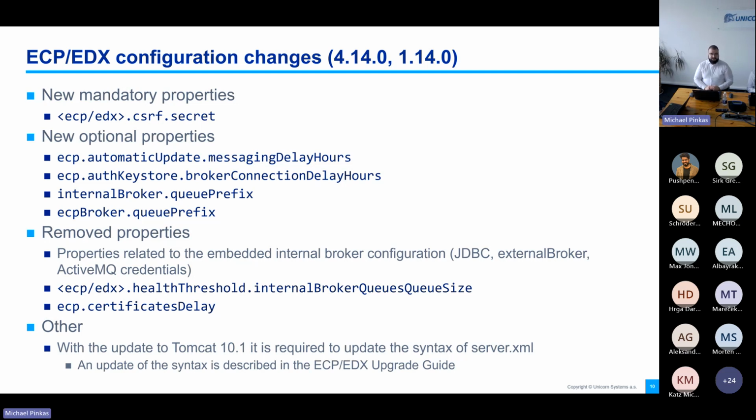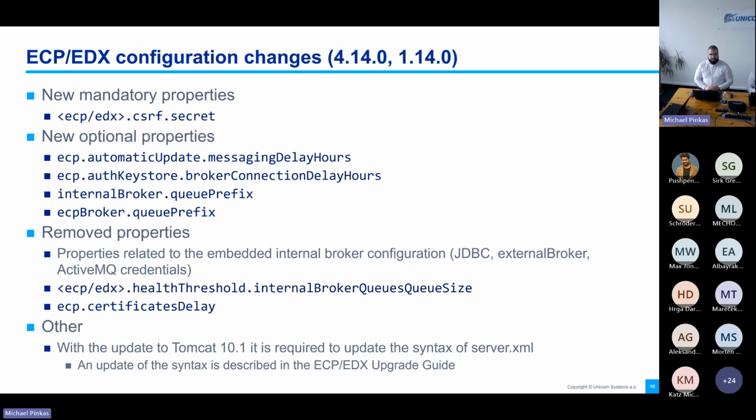And then there's the second one, that is the ECP outkey server broker connection delay hours. That does basically the same, this time just for the connection to the ECP broker. So we can now specify maybe a different delay for that.